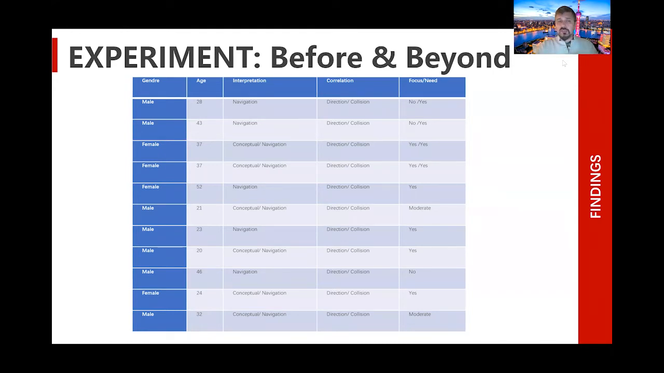The results and the findings from this experiment are explained in detail in the paper.